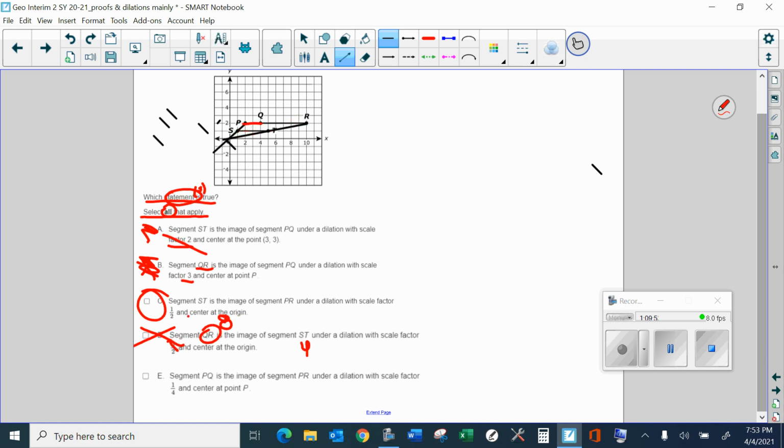Okay, so PQ right there, length of 2, is the image of PR. PR is 8. Under dilation with scale factor of 1/4. Yes, it is. 2 to 8 is 1/4. Centered at P. Does it say centered at P? Yes, it does. So those two are true right there, C and E. And that ends it right there.